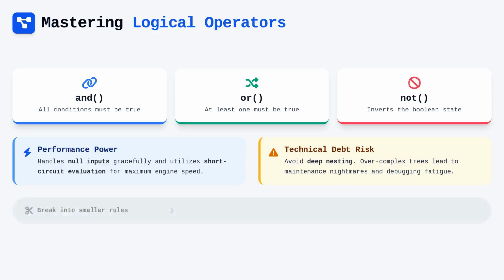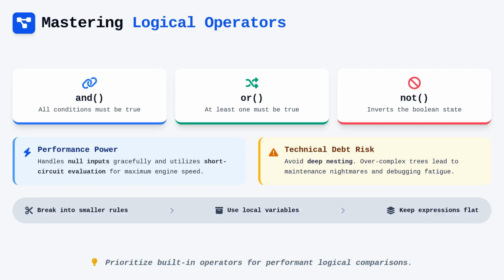Good practice dictates breaking these down into smaller, reusable rules or using local variables to hold the result of individual conditions before combining them. Keep your logical expressions flat whenever possible, as this makes testing vastly simpler and debugging far more intuitive. If you find yourself needing to check multiple states, prioritize these built-in operators as they are designed to perform performant logical comparisons directly within the evaluation engine.